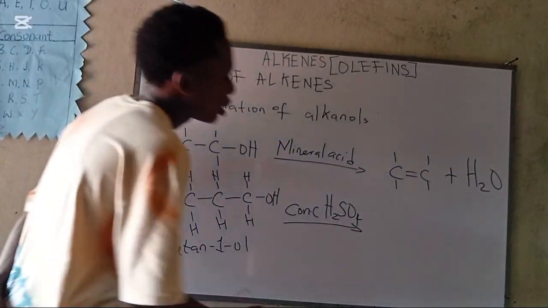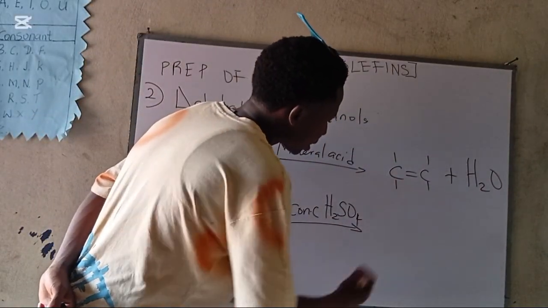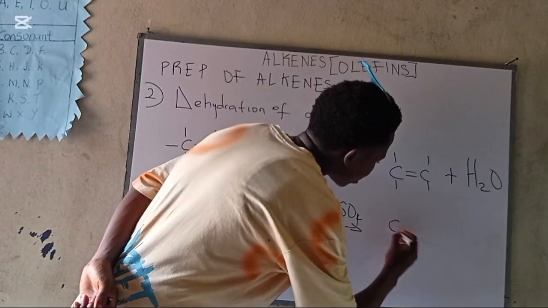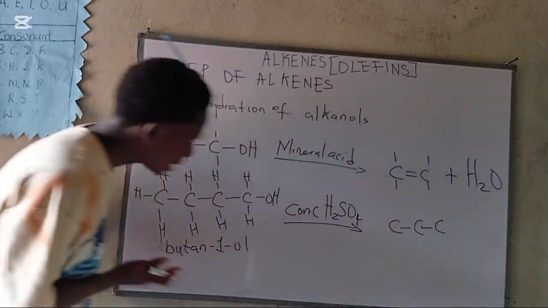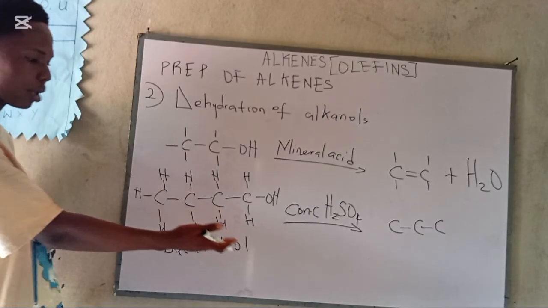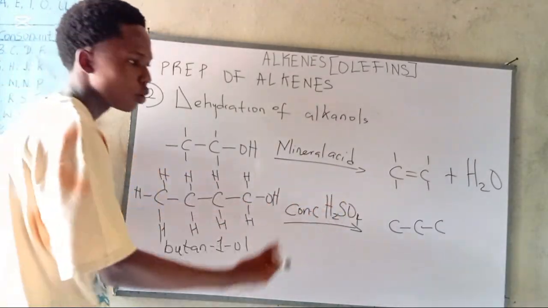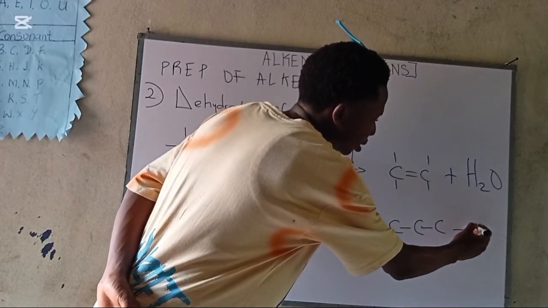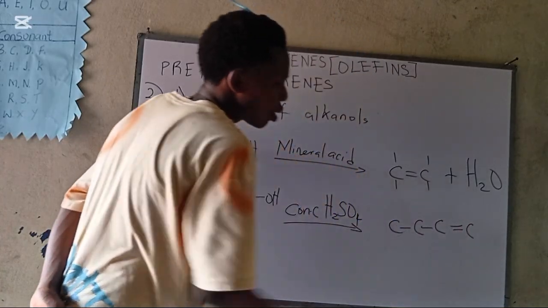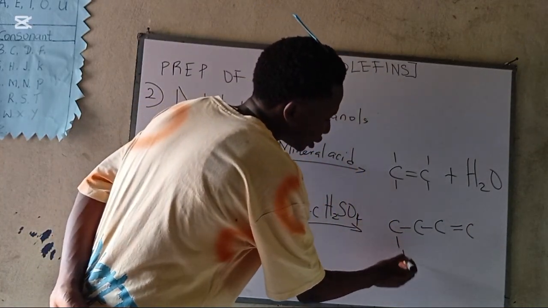Alright? So now, how do we draw the butene? We will draw it like this. 1, 2, 3. Because it's butan-1-ol, we have to put it as but-1-ene. Okay? So the double bond will be here. Alright? Now we have to balance our hydrogen.